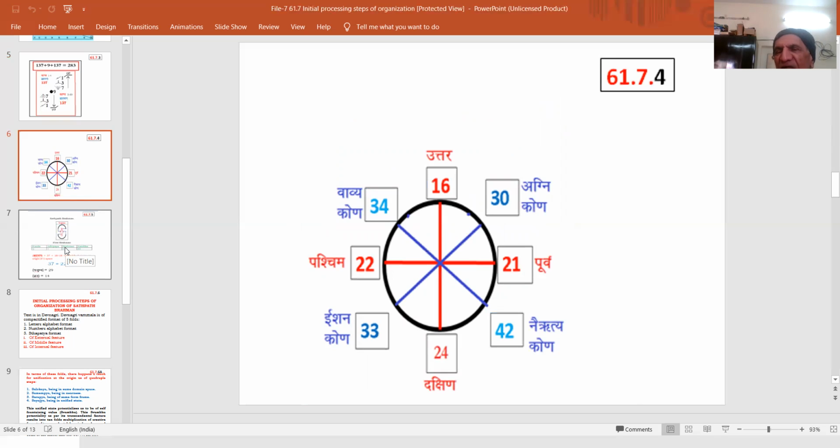The 8 directional frame of 4 directions, east, west, north, south, and 4 subdirections, Ishan Kon, Agni Kon, Vayavya Kon, and Nritya Kon, are leading to the transcendental code values of these formulations, as is the tabulation on the computer screen. Towards east means the placement of the sun, and the sun rays emanate from east and proceed towards west.